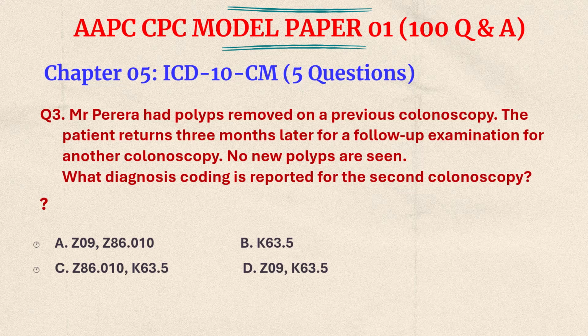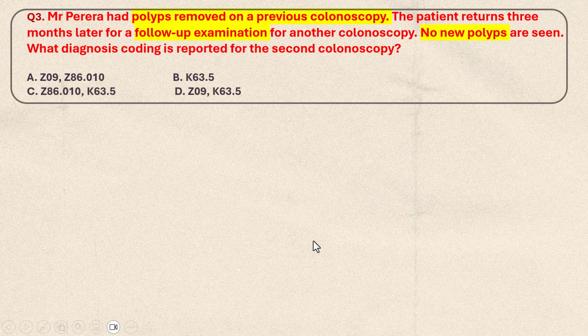Okay, in this scenario also, we can use the elimination method to find the answer. Here you can see there are 3 codes, Z09, Z86 and K63.5. So let's check the answers. Before going to the answer in the questions, there are 3 things you have to note. First thing is polyps removed on a previous colonoscopy. Second thing, now the patient came for the follow-up examination. In the follow-up examination, there's no new polyps.